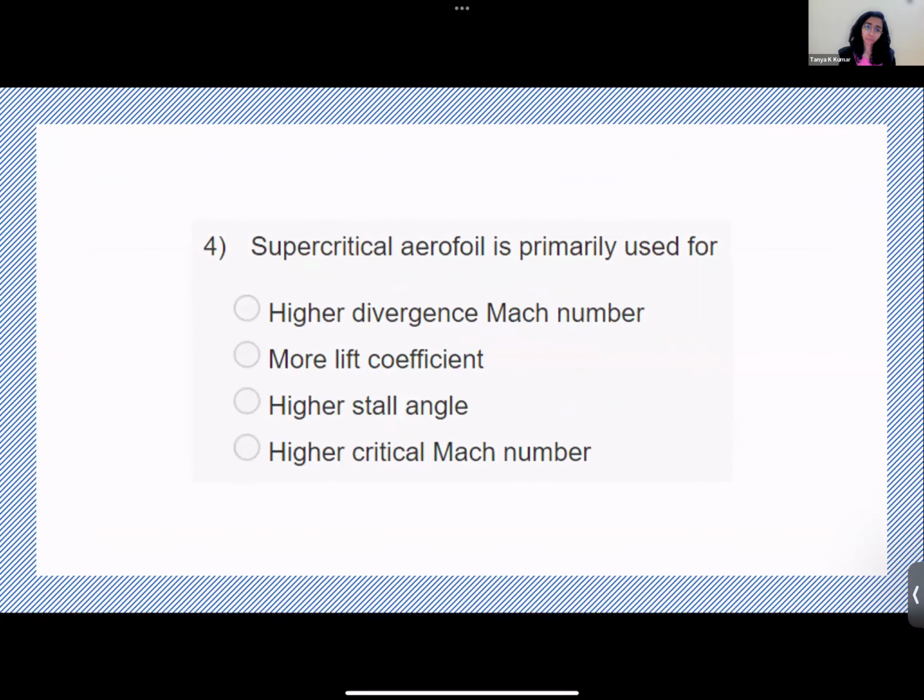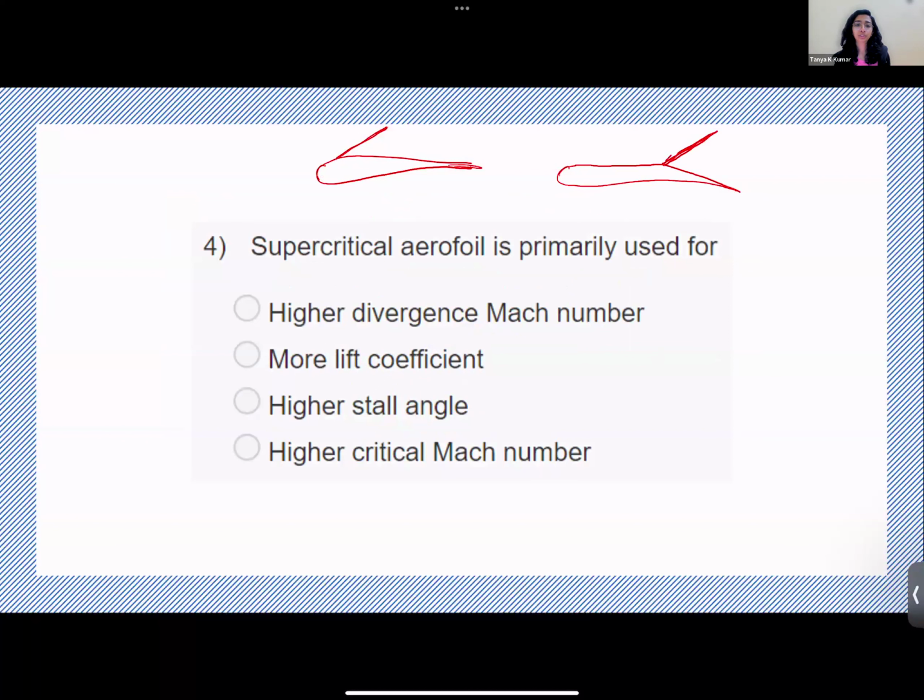Okay. Supercritical airfoil is primarily used for, again, something that we've seen extensively. A supercritical airfoil has a flattened upper surface. It's a cambered airfoil with a flattened upper surface. What happens is that it delays the formation of the shock wave, both in terms of Mach number and in terms of location. This is the typical cambered airfoil, right? A supercritical airfoil would have a more flattened surface. In your typical case, your shock wave might form here, but in a supercritical airfoil, it forms aft. So it delays the formation of the shock wave.